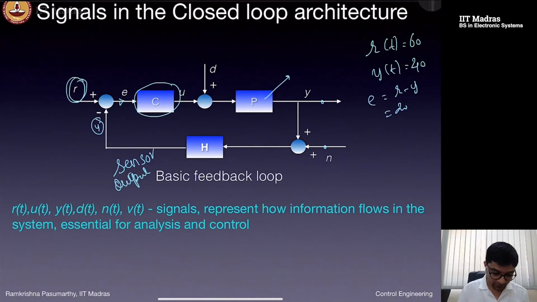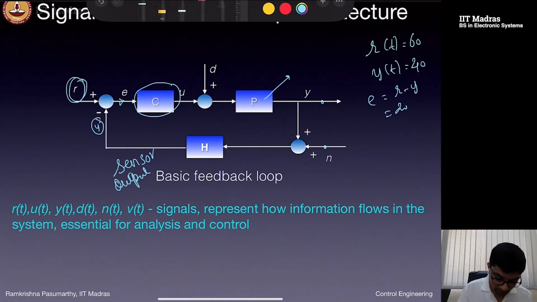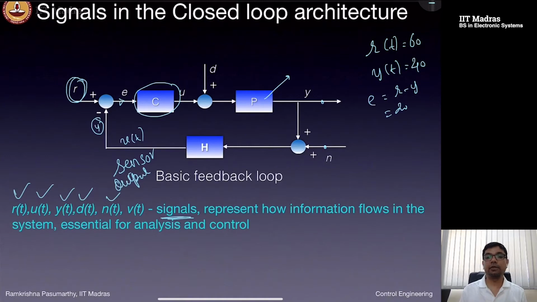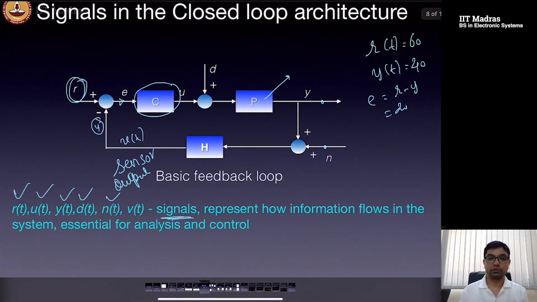So I have the reference signal, I have the input signal, the output, the disturbance, the noise, and all these signals. Maybe I can call this V of t, the output of the sensor. All these are signals, and they represent nicely how information flows in the system. All the signal flow will be essential for our analysis and control purposes throughout this course.